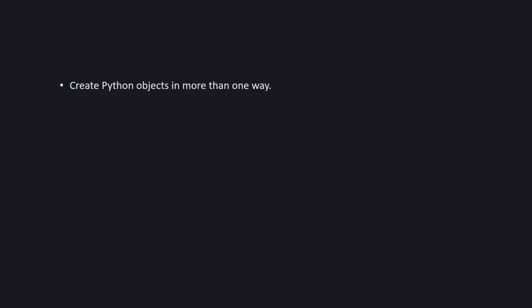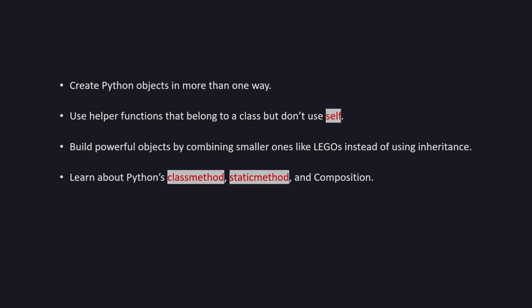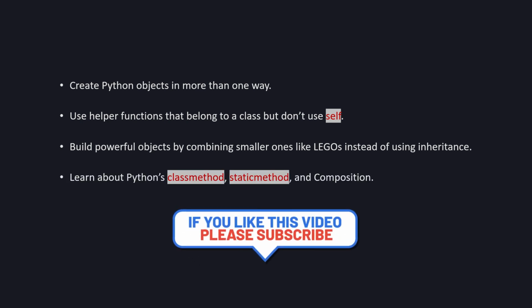Have you ever wanted to create your Python objects in more than one way? Or maybe you have a helper function that feels like it belongs with a class, but it doesn't use self. And what if you could build huge, powerful objects, not by inheriting, but by putting smaller objects together like Legos?